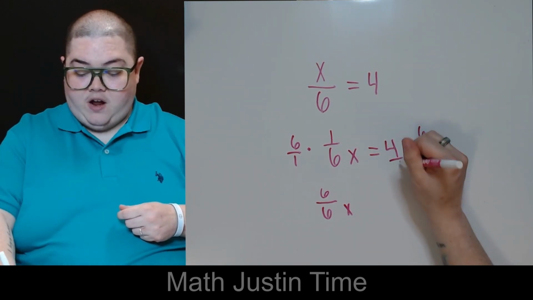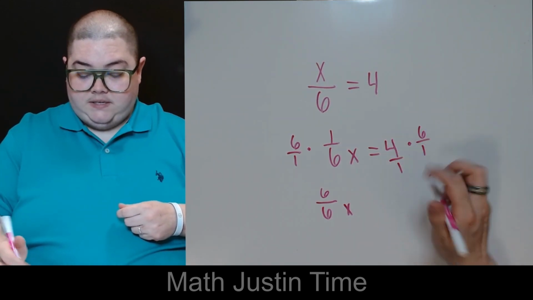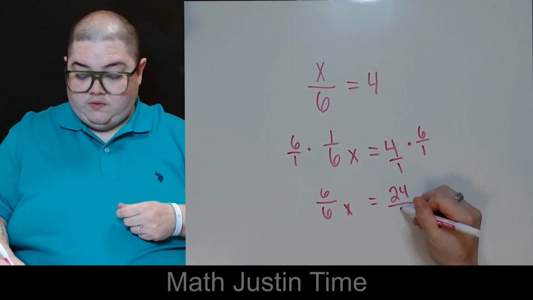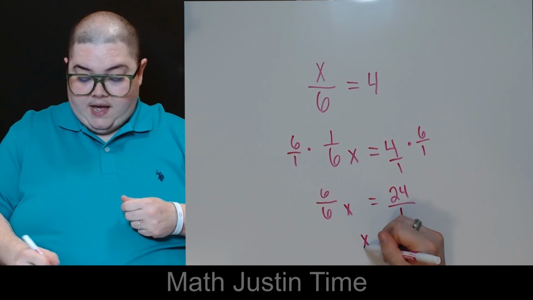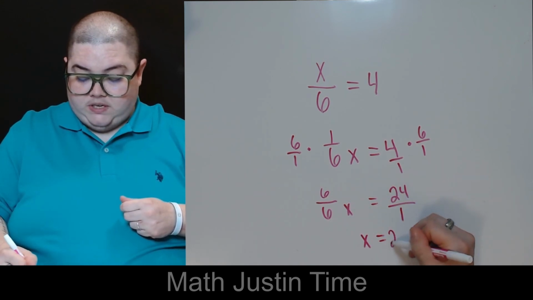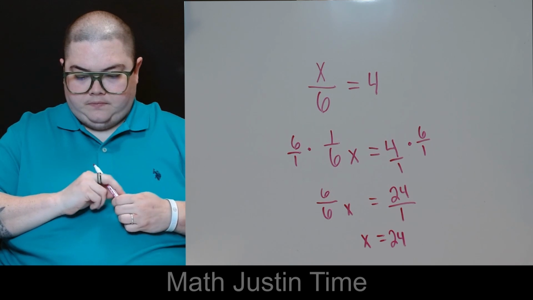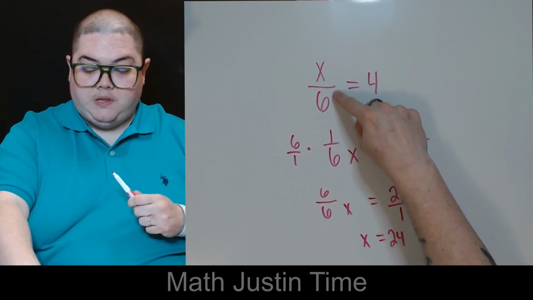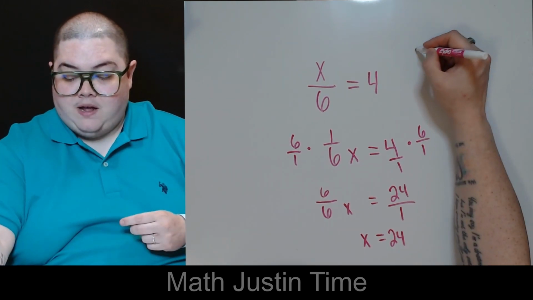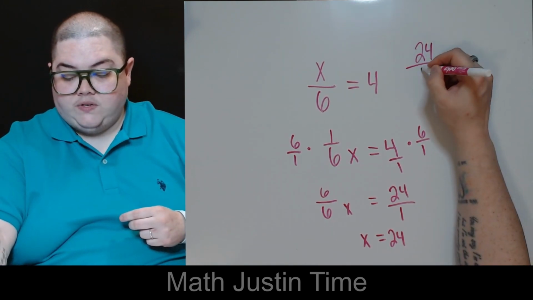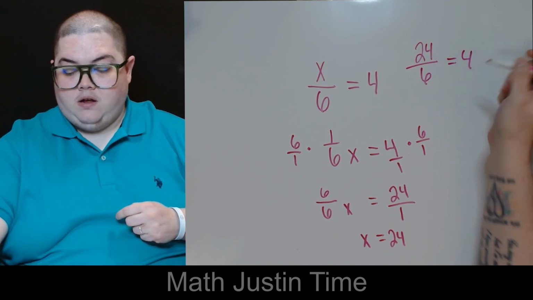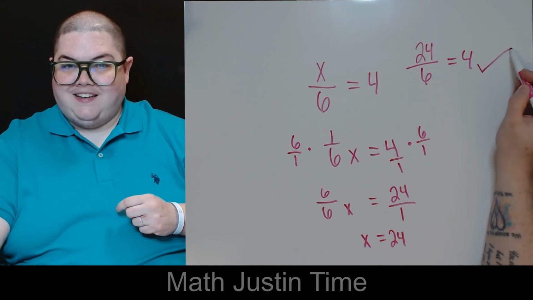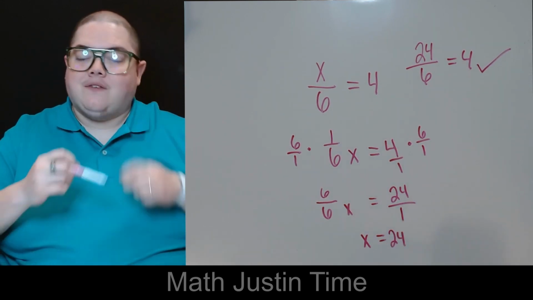So we can make this into a fraction. 4 times 6 is 24, and 1 times 1 is 1. So now we have x is equal to 24. Let's see if that's right. If we take 24 and plug it back into the original equation, we would have 24 over 6 is equal to 4. And does 6 go into 24 4 times? Yes, it does.